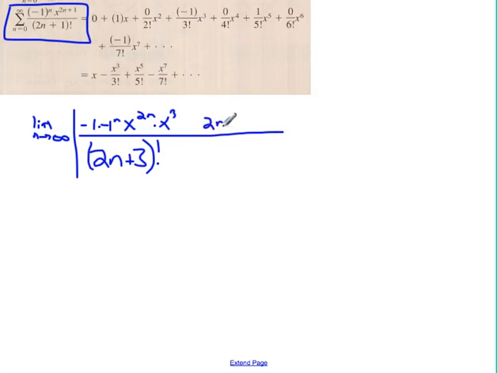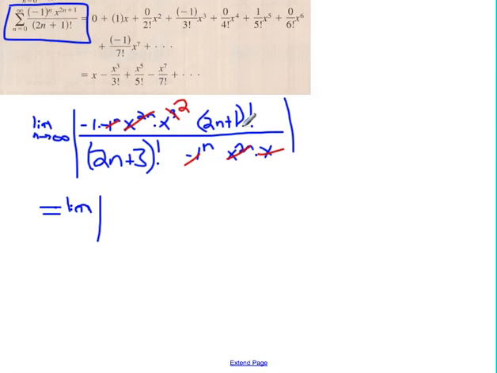So down here we're going to have 2n plus 1 factorial over negative 1 to the n, and x to the 2n plus 1. Okay, so let's see what that's equal to. That's equal to the limit of what? What cancels? We've got this thing that cancels, and some of that factorial stuff cancels. The x to the 2n cancels.